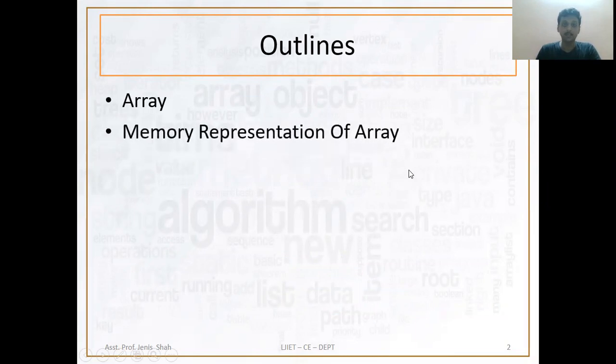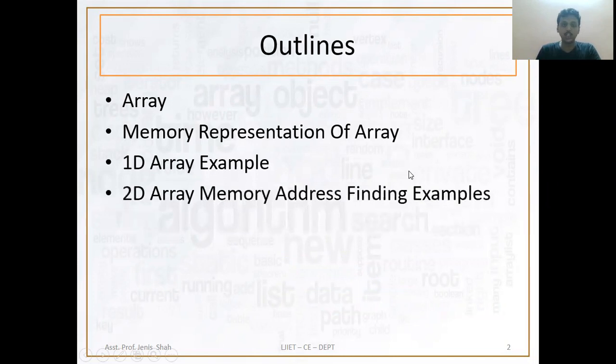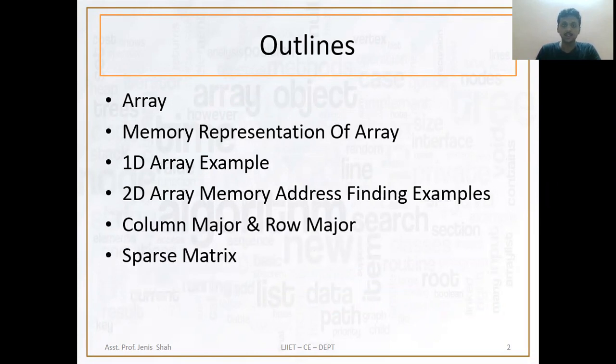Okay. Outlines of today's lecture. We are going to learn about the array, memory representation of array, 1D array, 2D array, examples, column measure and row measure, and last topic is sparse matrix. So let's start.